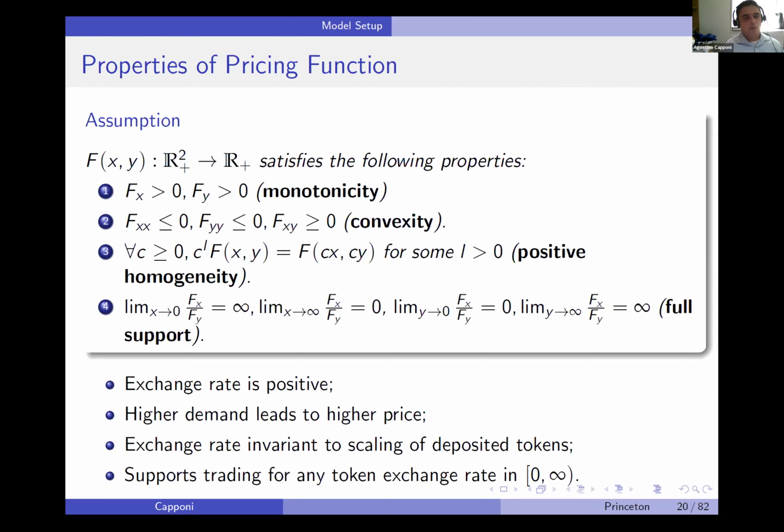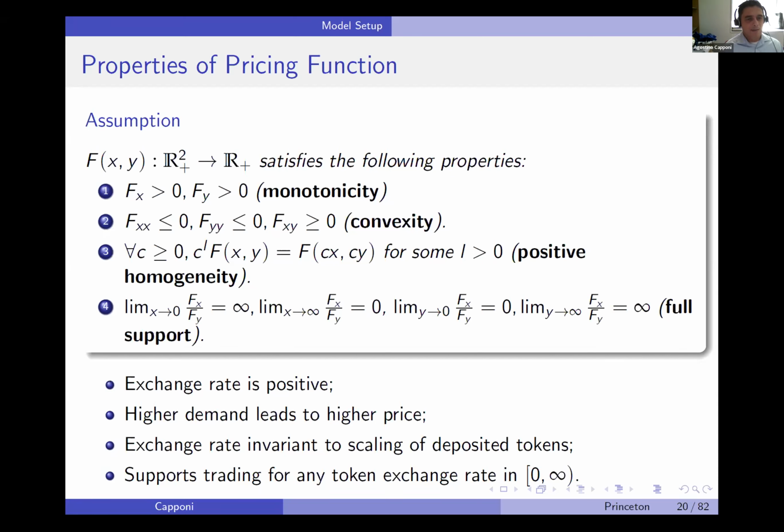The second assumption is the convexity of the pricing curve. So this means, the convexity of the curve, not the convexity of the function here. The convexity of the curve means that if you have a higher demand for a token, for example, if the demand for token A gets higher, then you need to exchange this token A for a larger amount of token B.